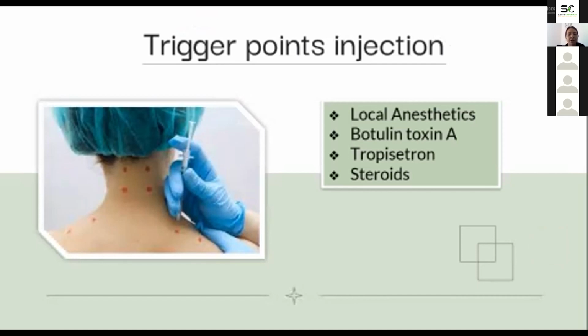The local injections of tropisetron at trigger point provide a statistically significant improvement in pain, and its effects began rapidly and lasted longer than those of local anesthetics. Although this may appear a promising treatment for myofascial pain, this yet requires further investigation. And finally, steroid injections are controversial and without clear rationale because little evidence exists to support underlying inflammatory pathophysiology in this syndrome.